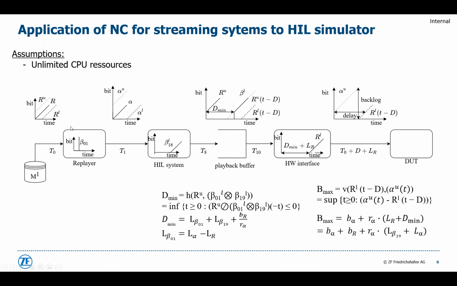Here you see the chain described with the network calculus elements. T0 is a timestamp in the measurement data. From that timestamp, we can generate a flow as bits over time and approximate the upper and lower arrival curve.